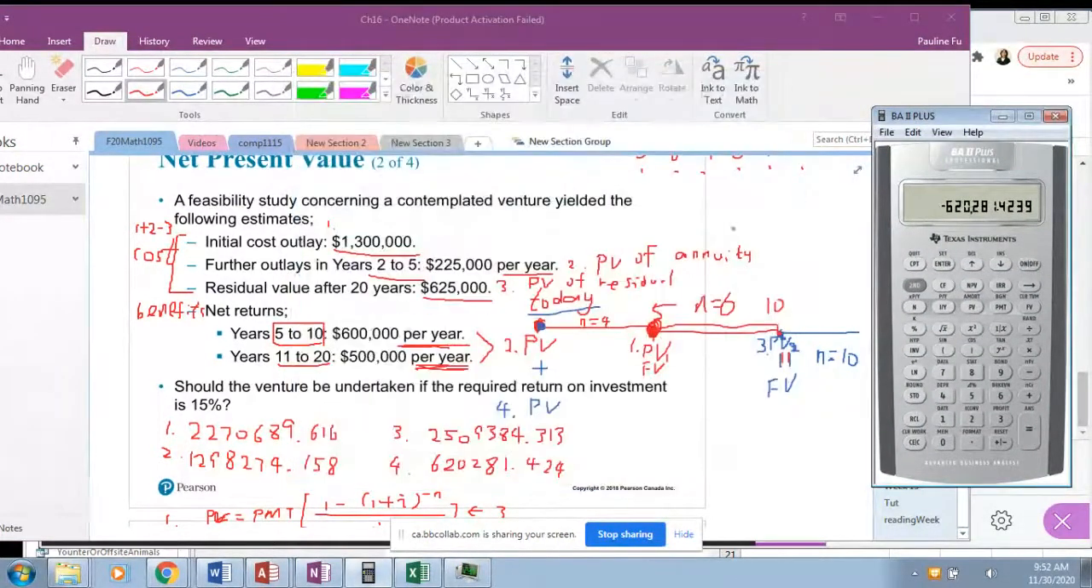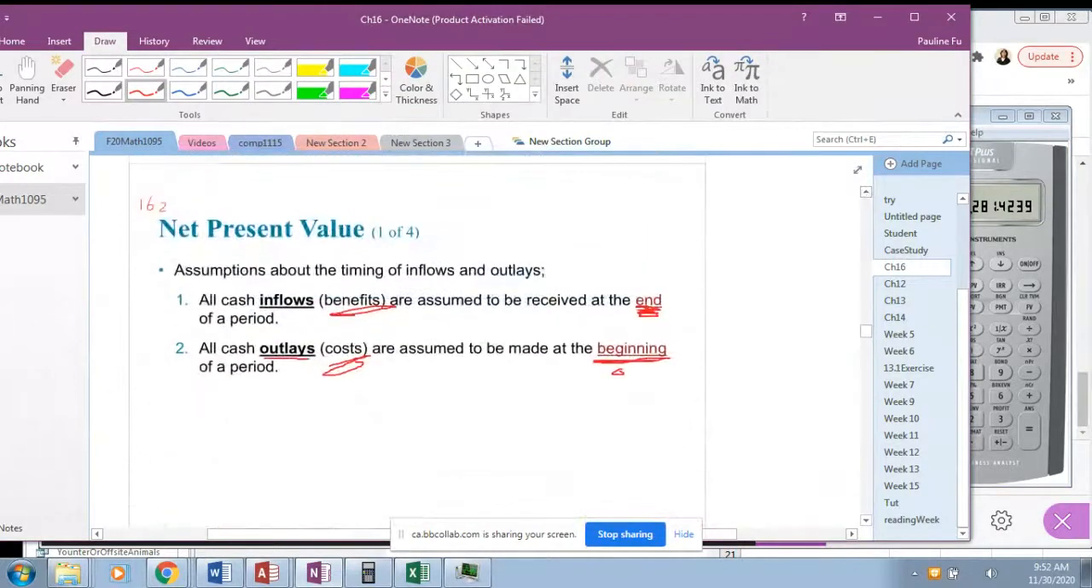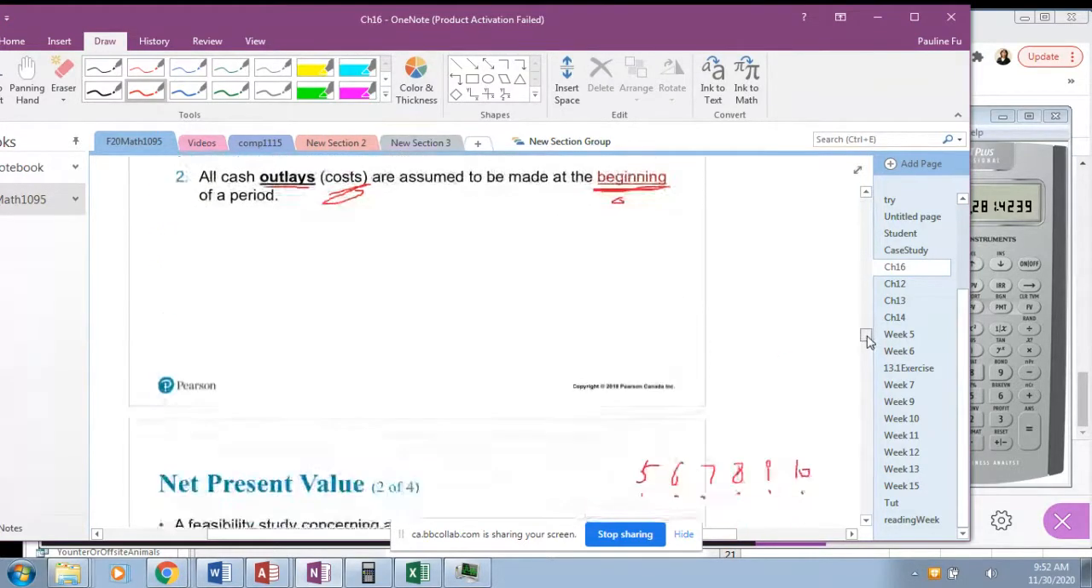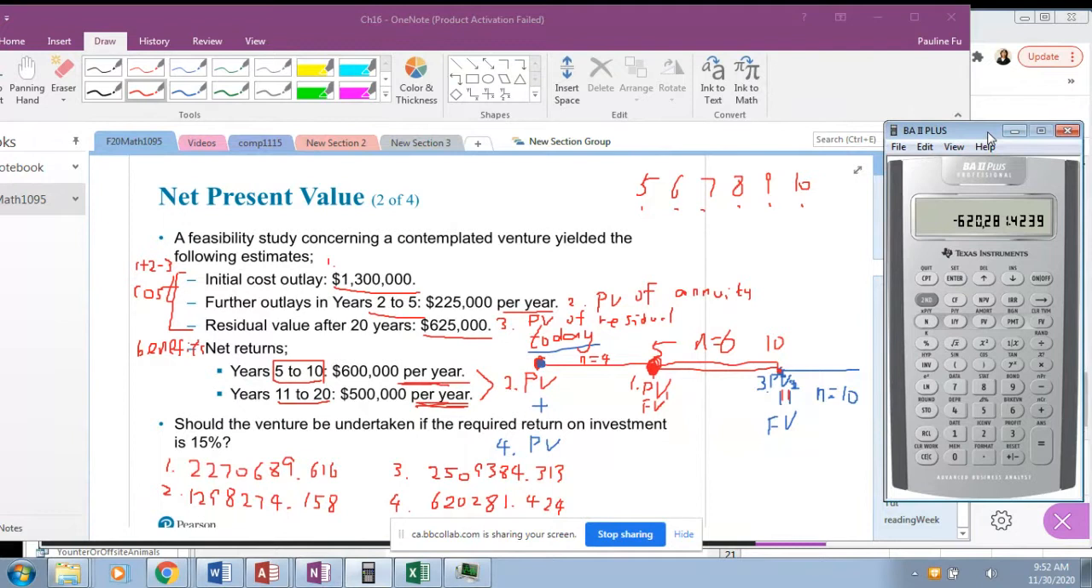This is the cost. Remember, we need to set, see, all cash outlays, costs are assumed to be made at the beginning of a period. So we need to set up our calculator in begin mode. That's why you need a PowerPoint presentation. You need some concepts, some principles. So second quit. And again, how do I do the begin? You do this. Second begin. Second set. Second quit. So that your calculator has BGN.